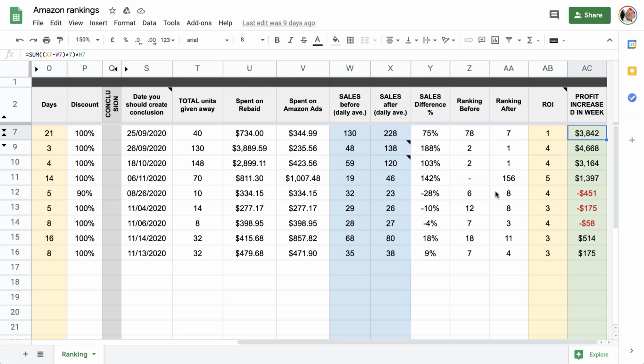Imagine $3,000. I gave away 40 units, which totaled like $1,000 in cost, and now I'm making $3,800 more money per week. Even the next one, 3 days, 130 units given away, it's like over $4,000 spent, but now I increased my daily sales from 50 to 138, and I just went from position number 2 to number 1 and got my bestseller badge. There are a few, of course, which are not successful rankings, but usually the rankings are not successful when the number of units you give away is too small. And you see, this is proof that ranking works.